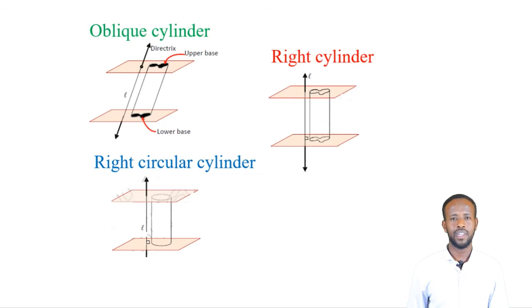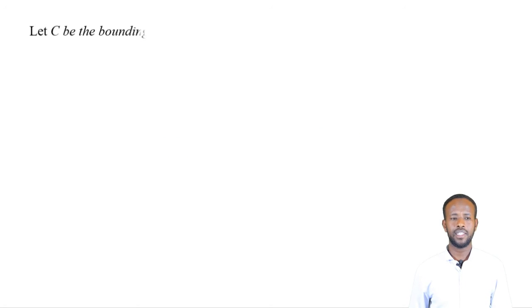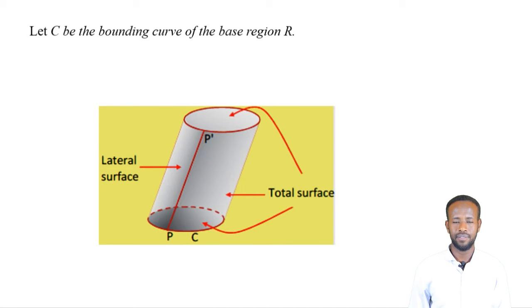Now, let us see the surface. Let B be the bounding curve of the base region R. Let us say this is C. What is this figure? It is a cylinder. Let us see the parts of the cylinder. There is a part called lateral surface. There is a part called total surface. There are also two parts. The two parts are what? Lower base, upper base.